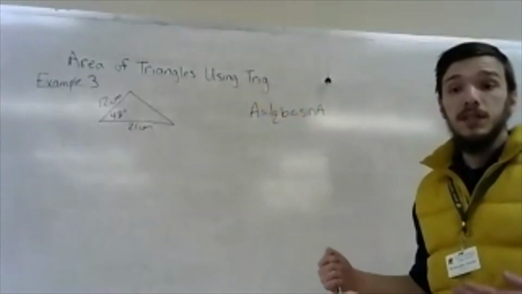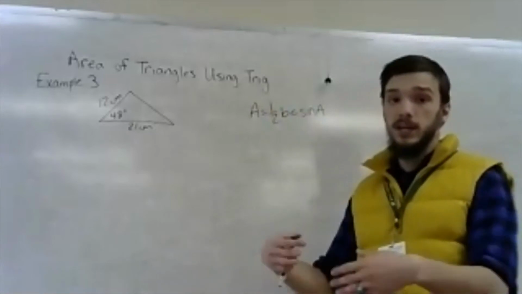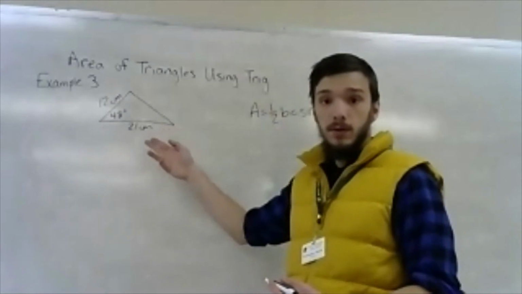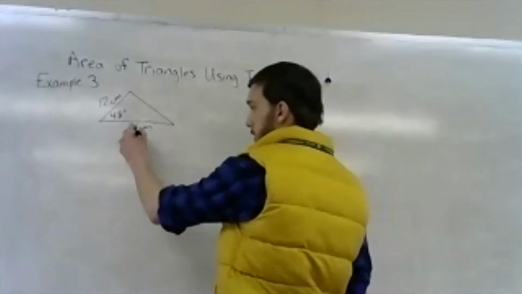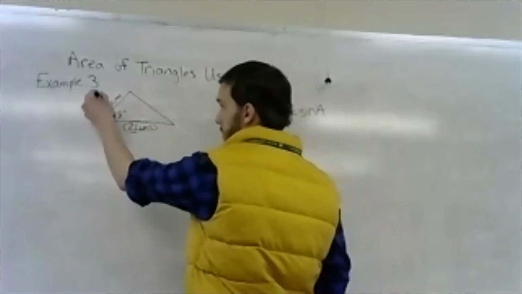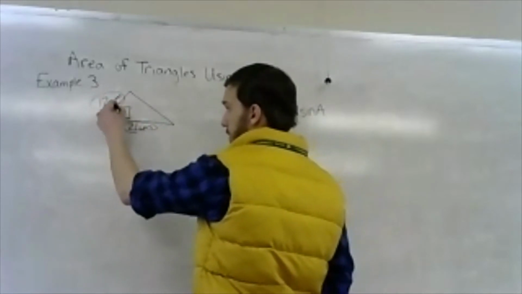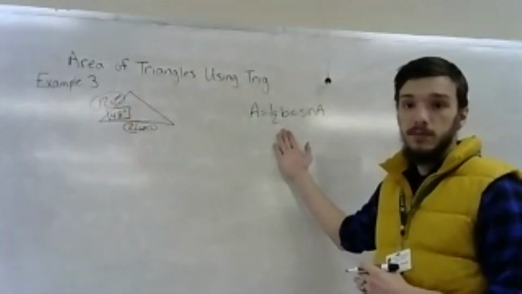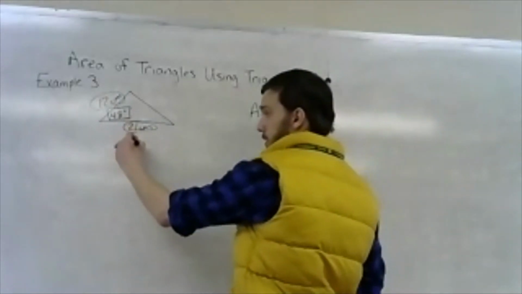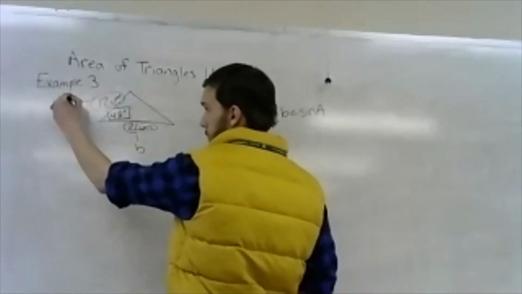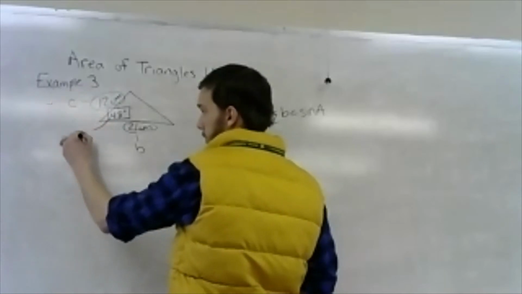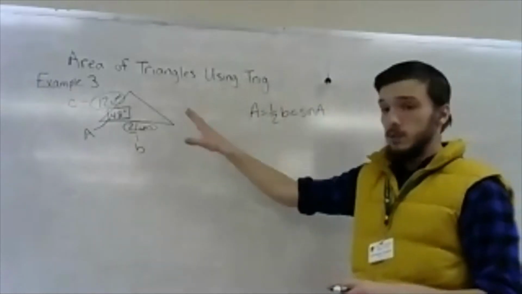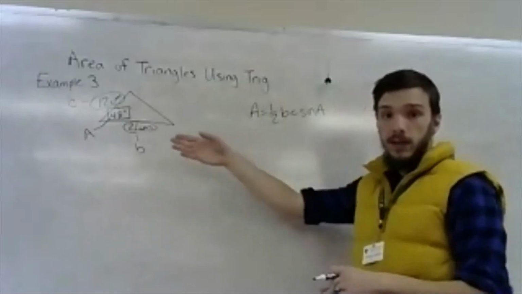Okay, now let's use this formula for the area of any triangle. Let's take a look here at example 3. We're given a triangle that has the lengths of two sides and the angle included in between them. So we can use this formula that we just derived. We'll call this side B, we'll call this side C, and we'll call this angle A. So we're going to use our two sides and our included angle to find the area of this triangle.